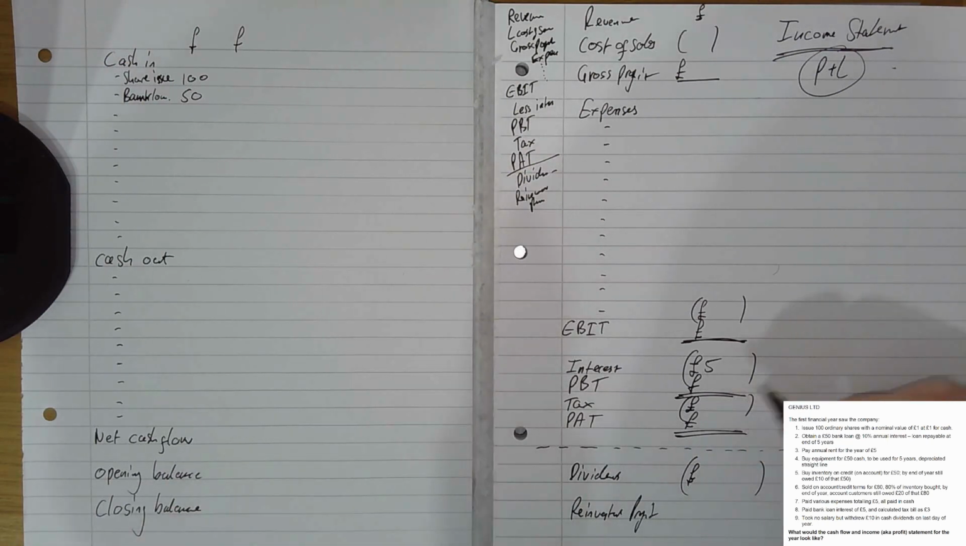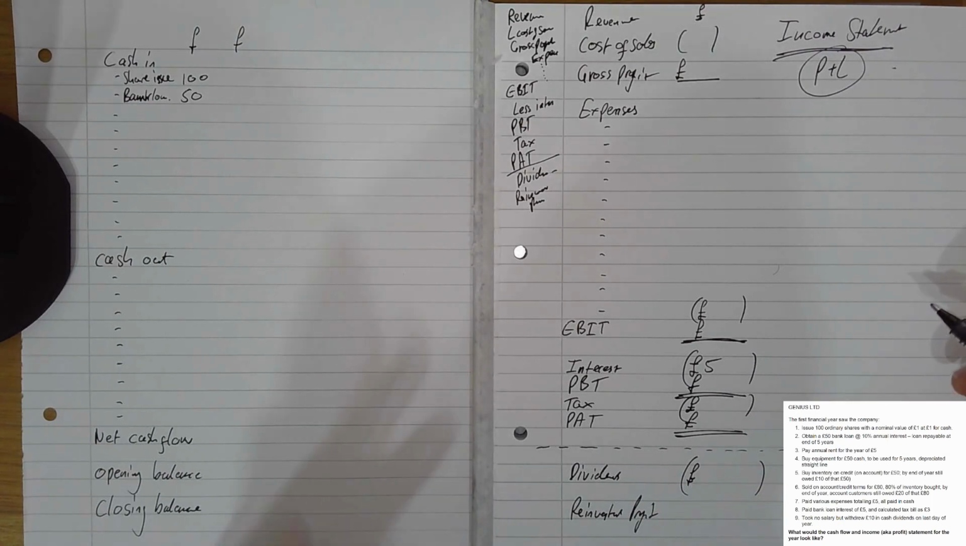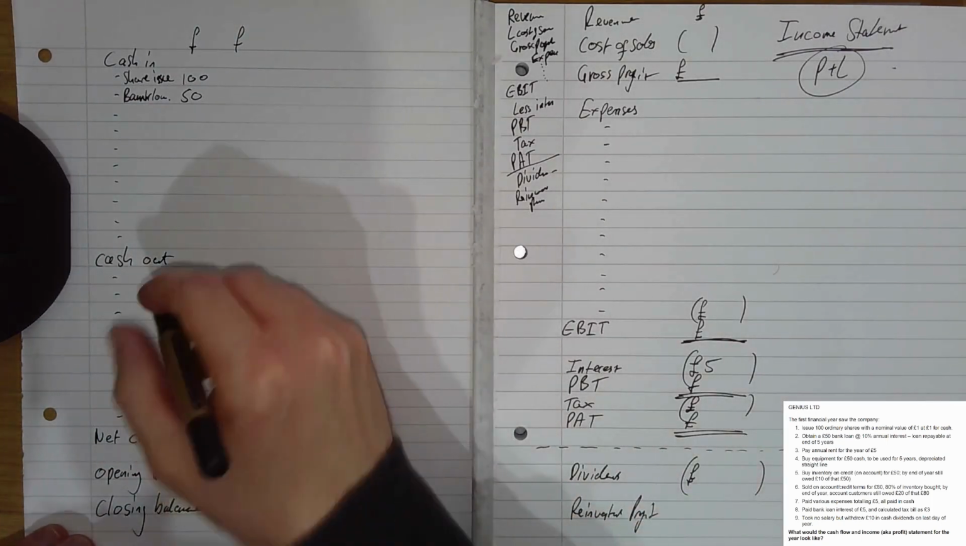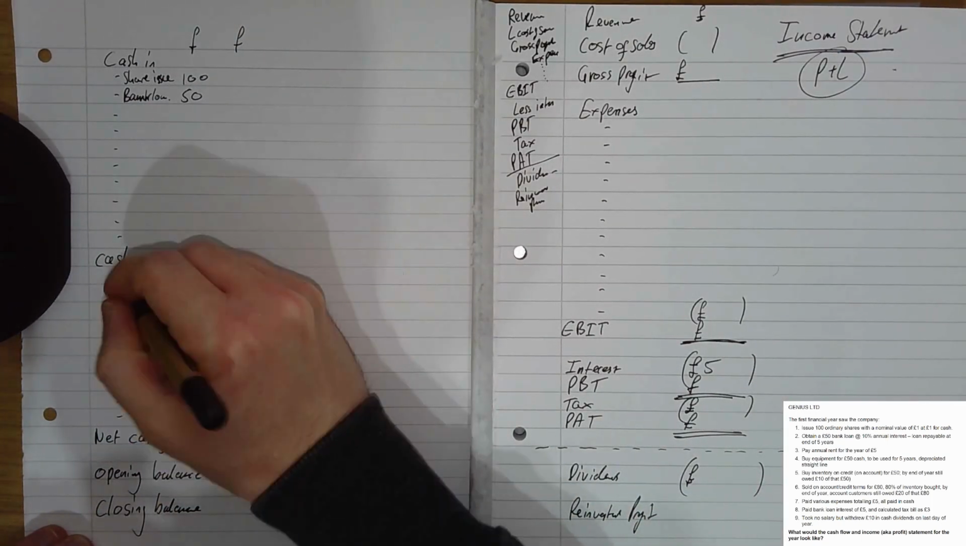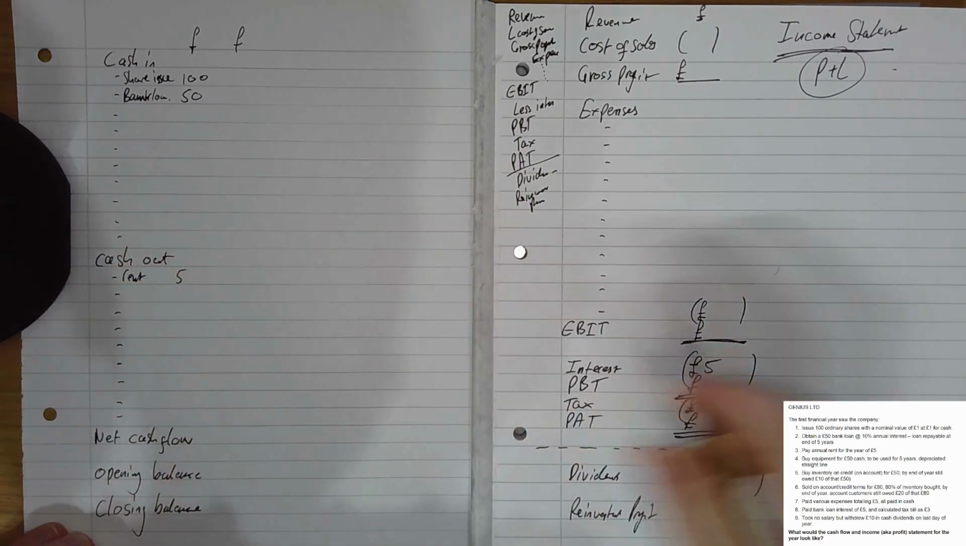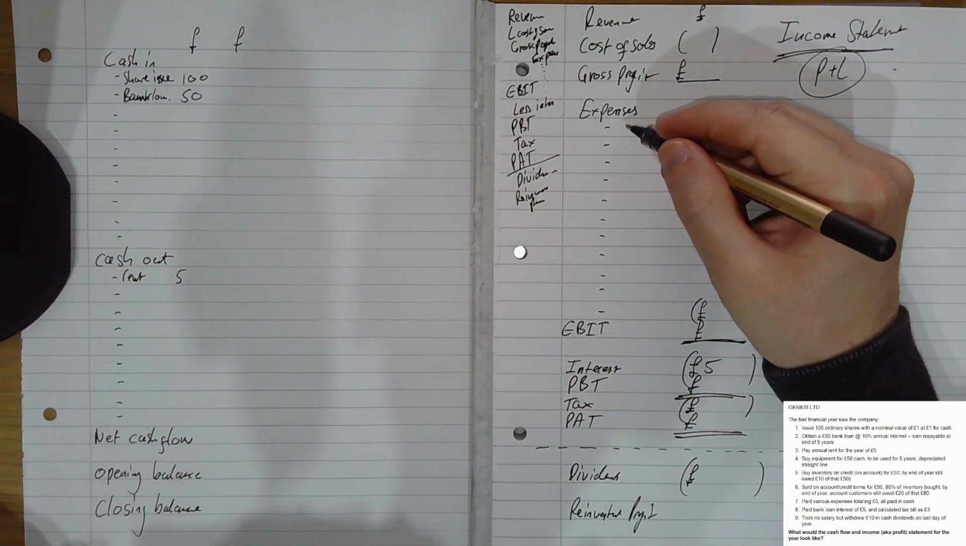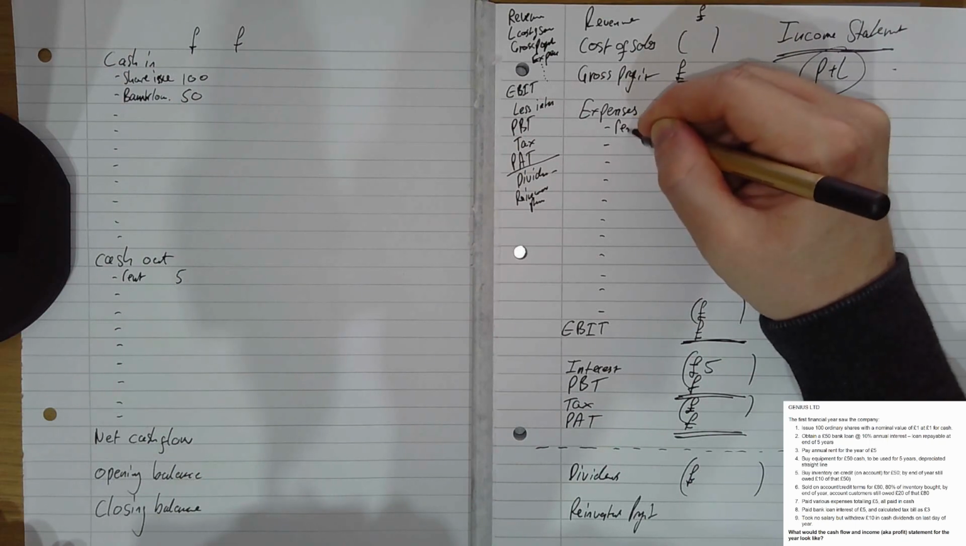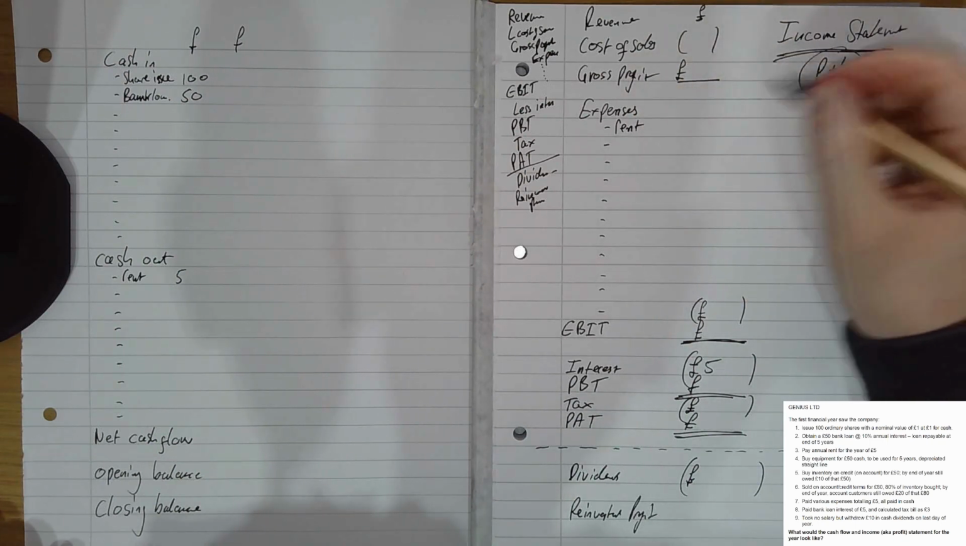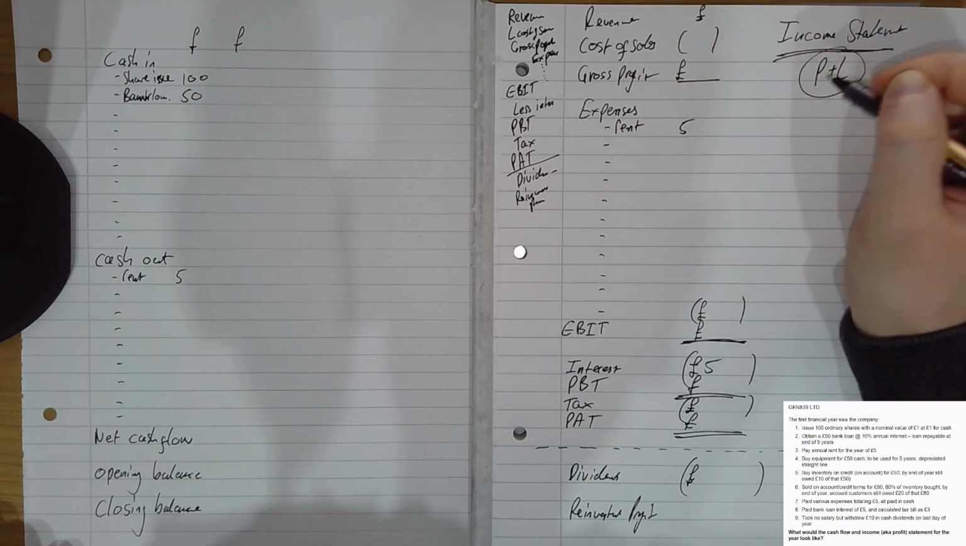Now, number 3, pay annual rent for the year of £5. Now, we've paid annual rent for the year of £5, so that's going to go cash out, rent. It's also an expense as well, so we can put rent over here. Rent, £5.